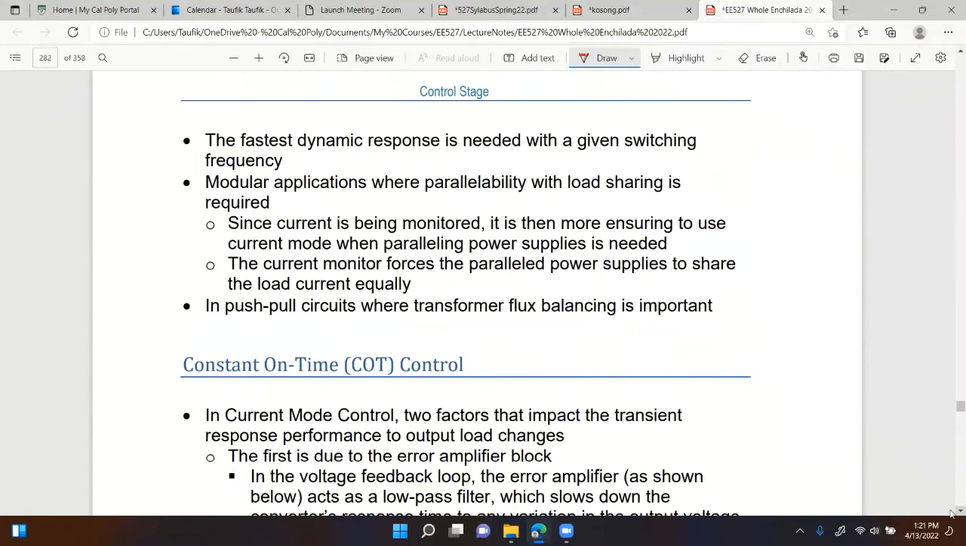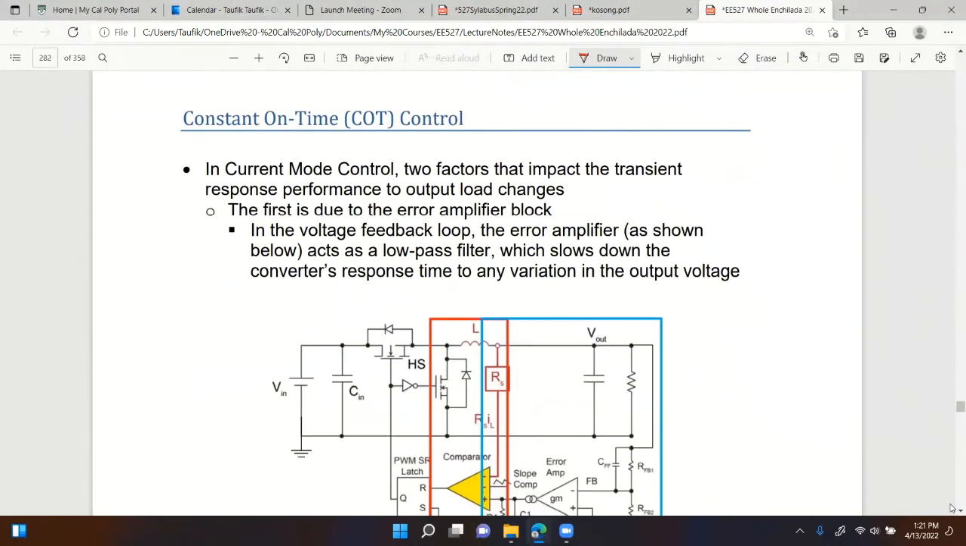All right. So the next control technique is called constant on time control, COT for short.